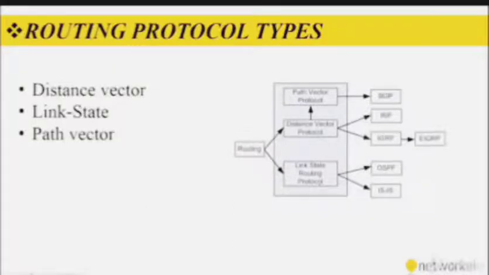And here are the routing protocol types. We have three types of routing protocols, and they are distance vector, link state, and path vector. Distance vector protocols route according to hop count. Every router knows as much as its neighbor tells it. There's no network map on the routers, and we can give RIP and EIGRP as examples of distance vector protocols.